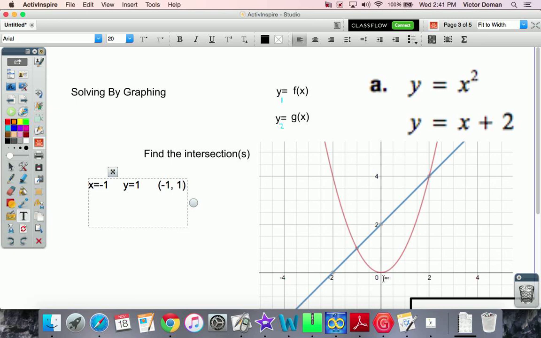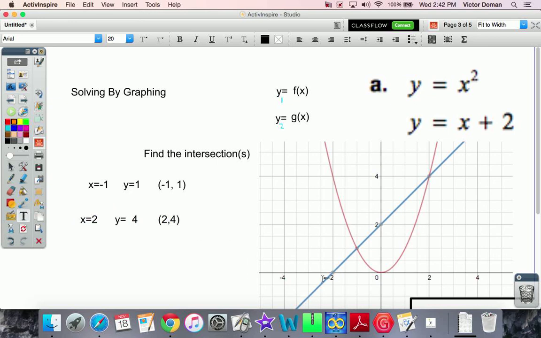Sorry, notice my units are counting by 2, so this halfway point would have been 1, 1. This one is 1, 2, 3, 4. So my second solution set is going to be x equals positive 2, y equals positive 4, or more as an ordered pair 2, 4. And those are the two intersection points.